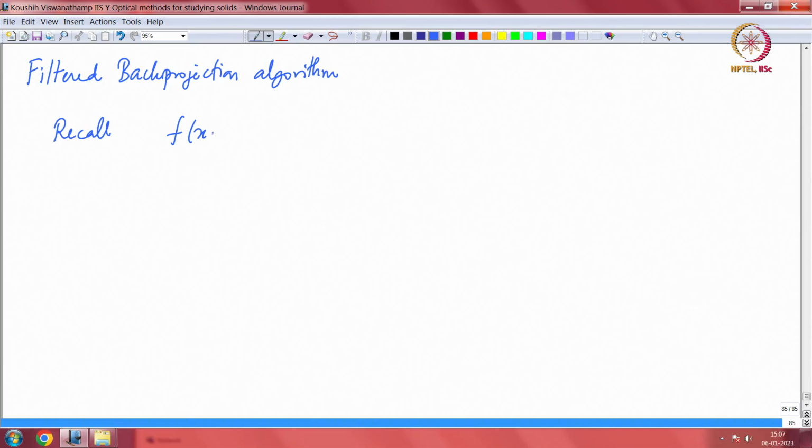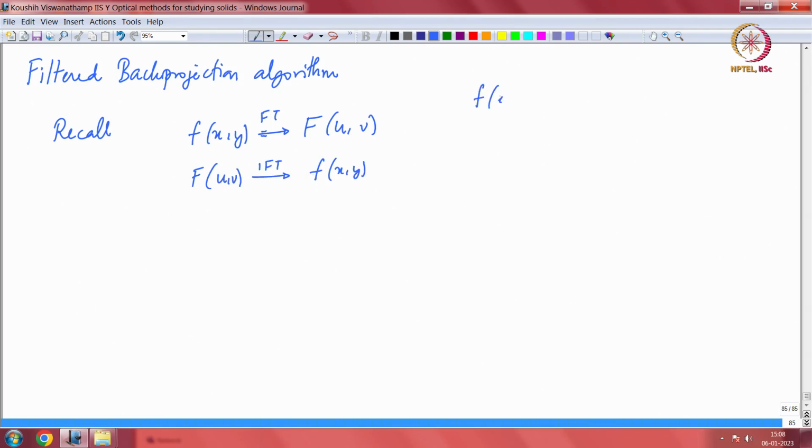Okay. So, if you recall the 2D Fourier transform, or 2D inverse Fourier transform of a function, let me write it down. You have a function f of x y, and then you do a Fourier transform, you will get capital F of u v. This is the forward transform, and to get the inverse transform you do the IFT, you will get f of x y, right. Now, let us start by writing down an expression for the inverse transform.